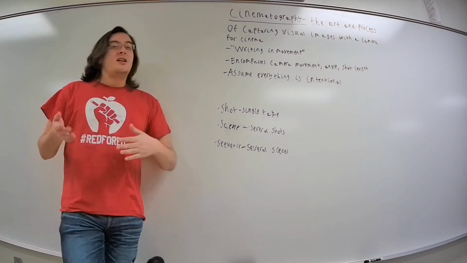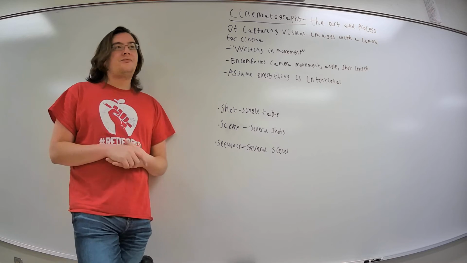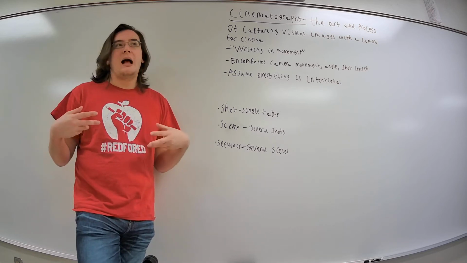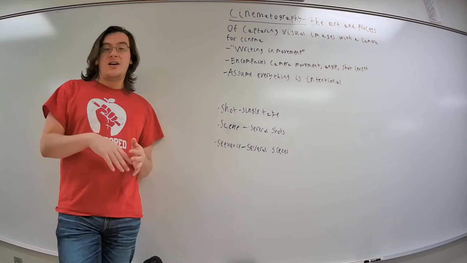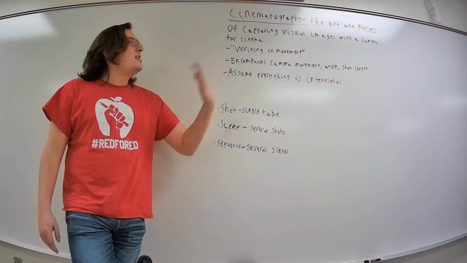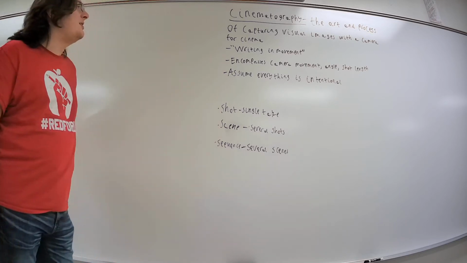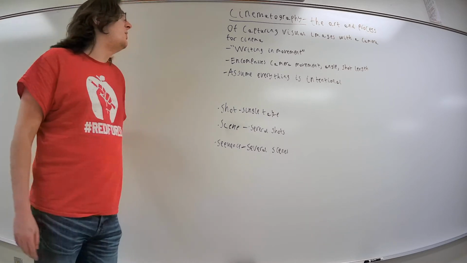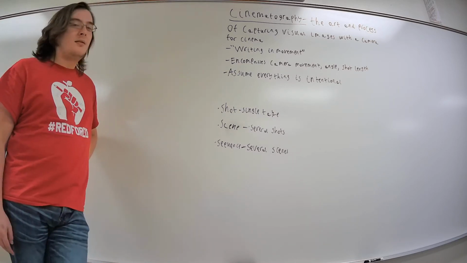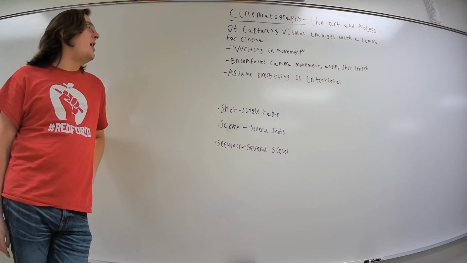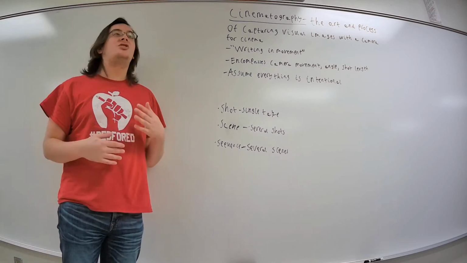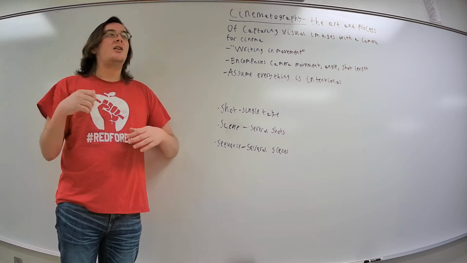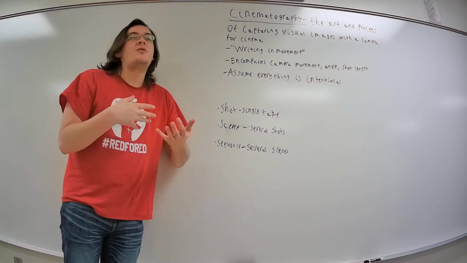So, simply put, cinematography refers to the camera and what the camera does and looks at. Technically, the definition is the art and process of capturing visual images with a camera for cinema. Literally, the word means writing in movement. So, essentially, what cinematography refers to is what the camera looks at and shows.